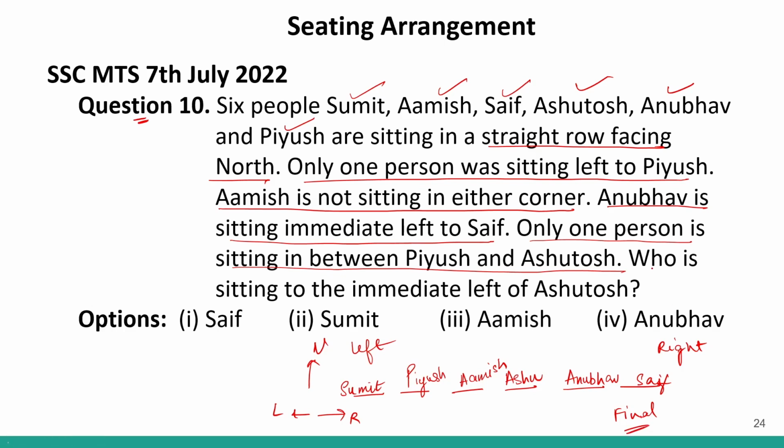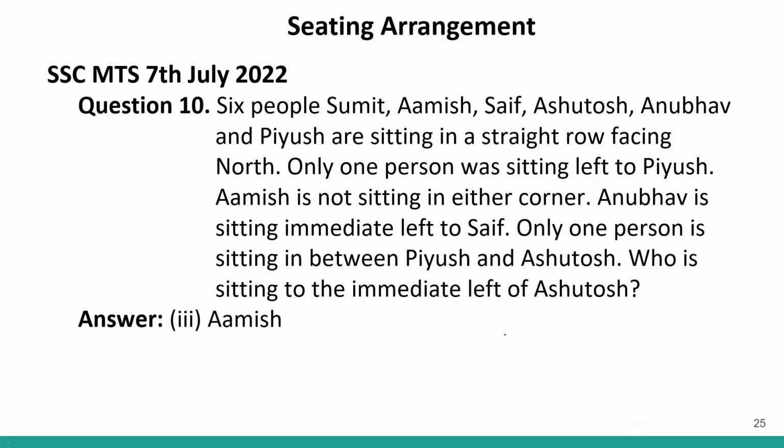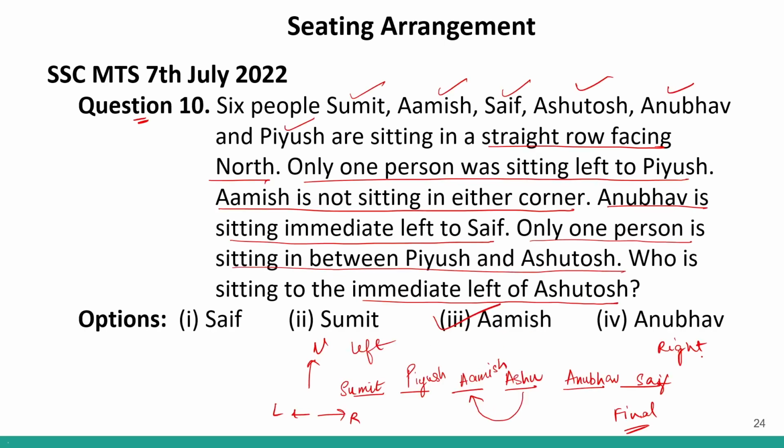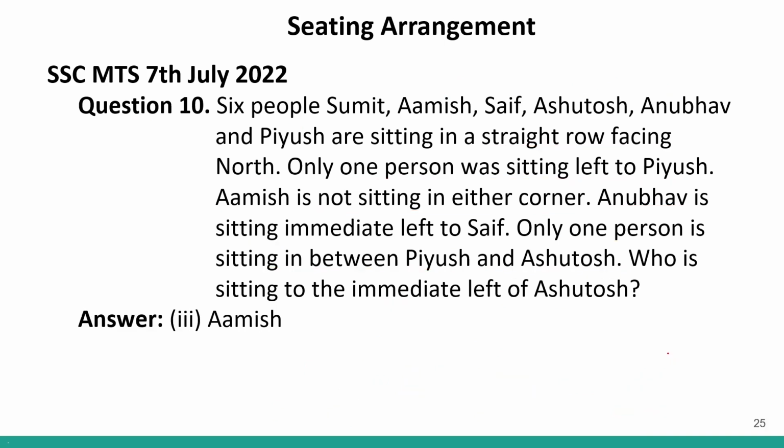The question asks who is sitting to the immediate left of Ashutosh. So Ashutosh is over here, immediate left. We have Amish. So my answer will be option number 3, Amish. Clear? This will be my final arrangement and my answer will be option number 3, Amish. So this concludes today's lecture. Thank you.